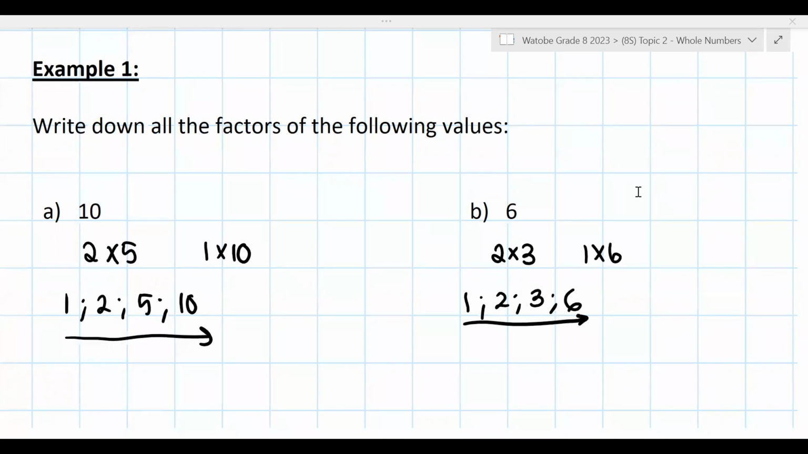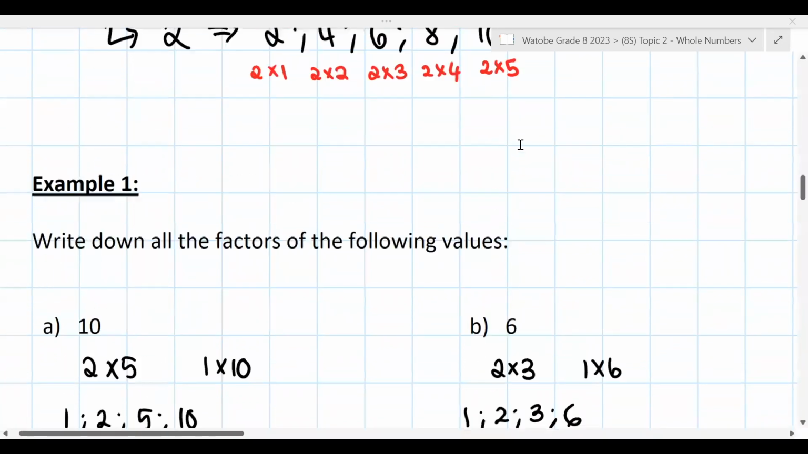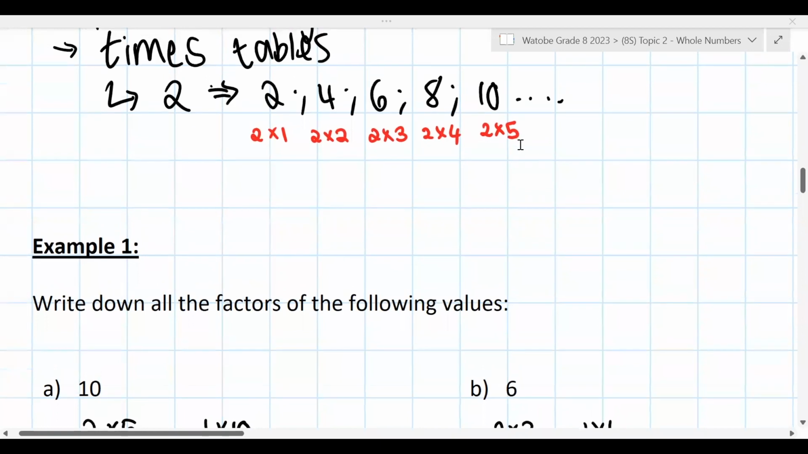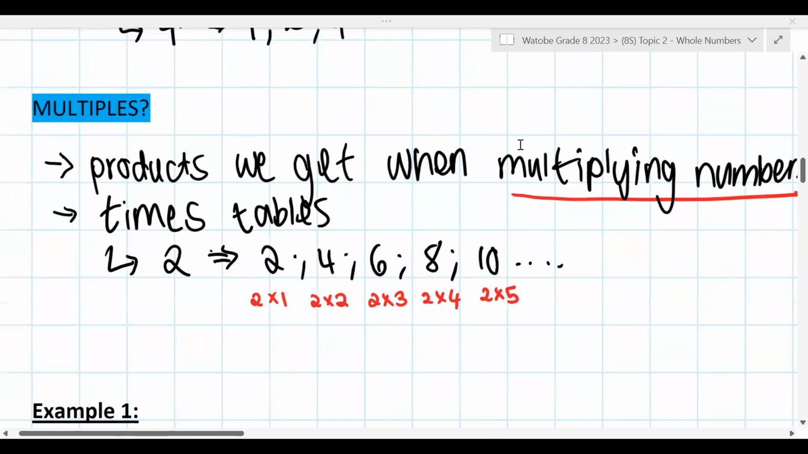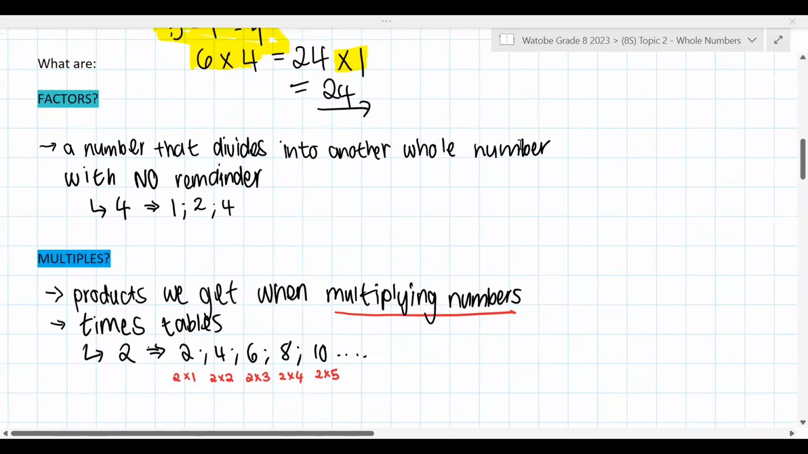Okay, Ritabile. Ma'am, can you go back to where the definition of the multiple is? Yes, I will go back there now. Okay, ma'am. Alrighty, guys. So just like Ritabile just did, hand up, ask the question, lower it. Okay, so there are those definitions just in case you didn't take a screenshot.